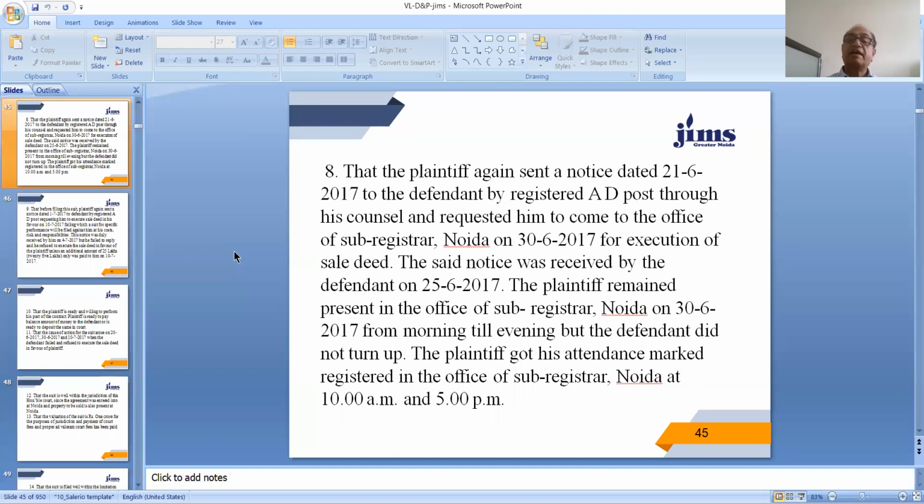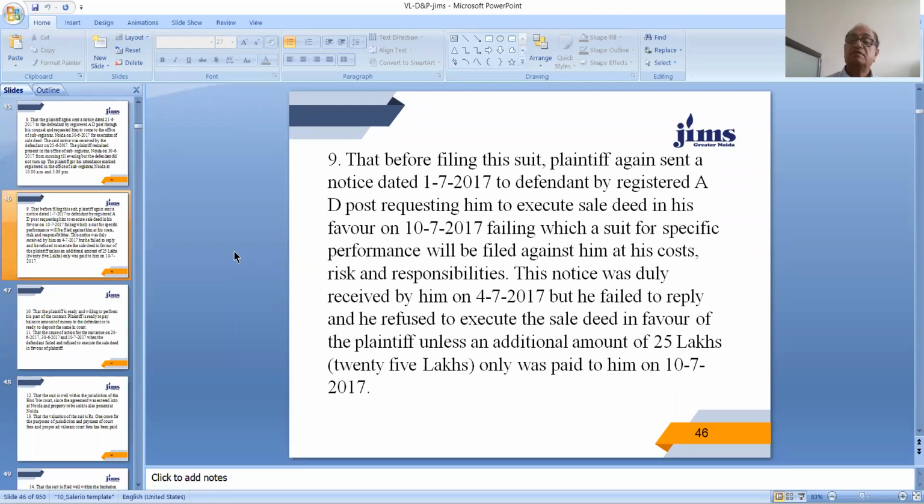Now, para 8 says that plaintiff again sent a notice dated 21st June 2017 to the defendant by registered AD post through his counsel and requested him to come to the office of Sub-Registrar Noida on 30th June 2017 for execution of sale deed. Dear students, you know that the time of sale deed is expiring on 30th June 2017. So I am giving a notice, and said notice was received by the defendant on 25th June 2017. Again, plaintiff remained present in the office of Sub-Registrar Noida on 30th June 2017 from morning till evening, but defendant did not turn up. The plaintiff got his attendance marked in the register in the office of Sub-Registrar Noida at 10 a.m. in the morning and 5 p.m. in the evening. Now see, the builder has not executed the sale deed.